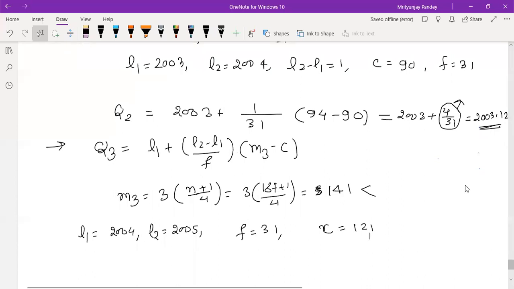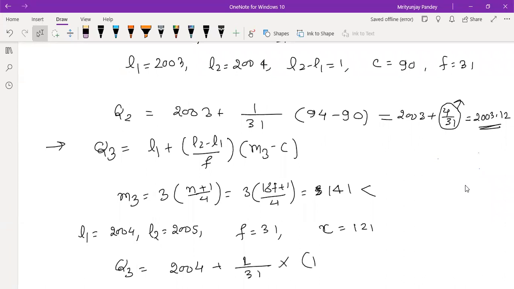Okay, so now write the formula of Q3. That is 2004 plus the difference between them, 1 upon 31 into 141 minus 121. So finally 2004 plus 20 upon 31. Is it correct? Solve this numerical value. Tell me. 20 upon 31 is 0.64. So Q3 is 2004.64.